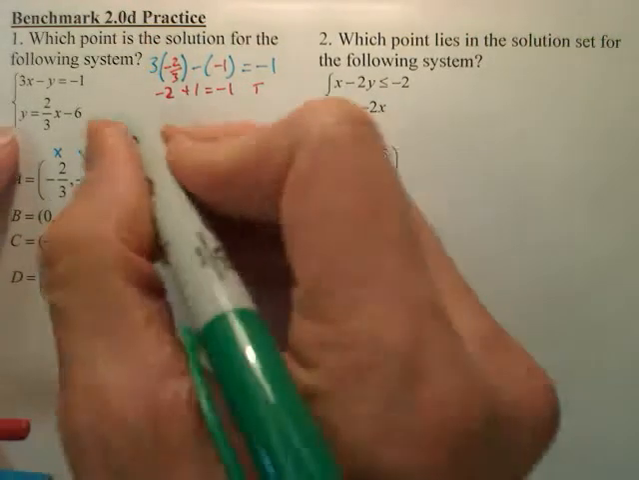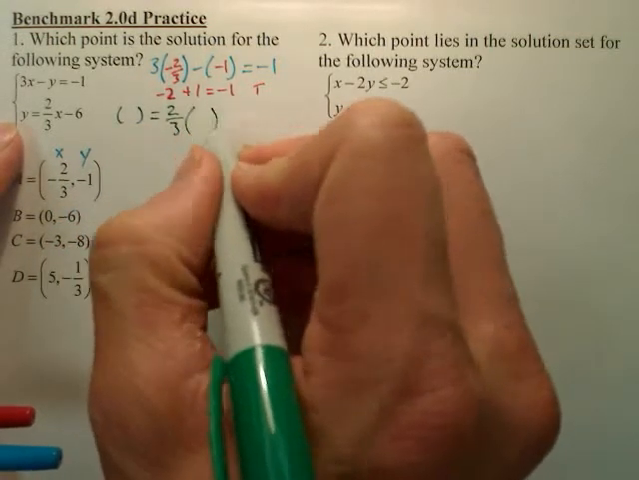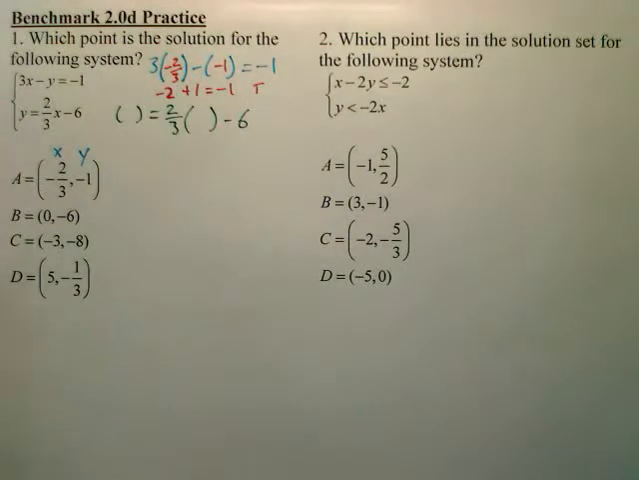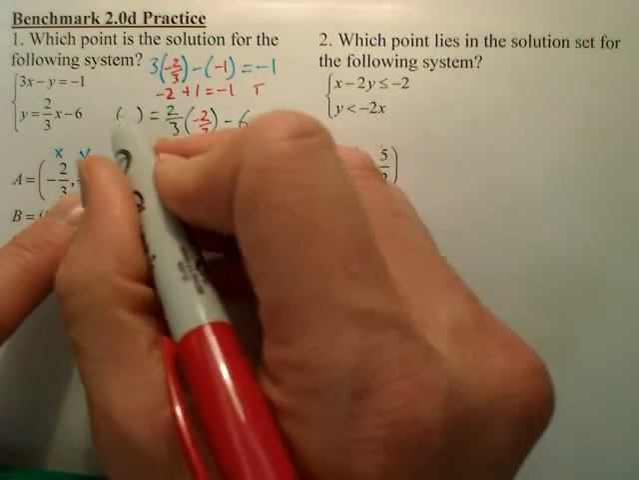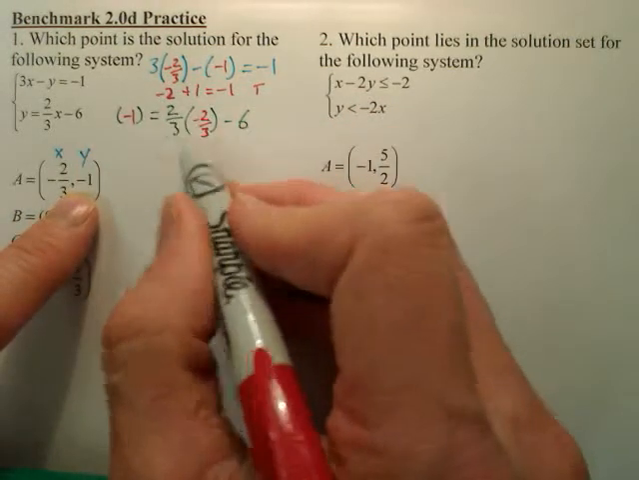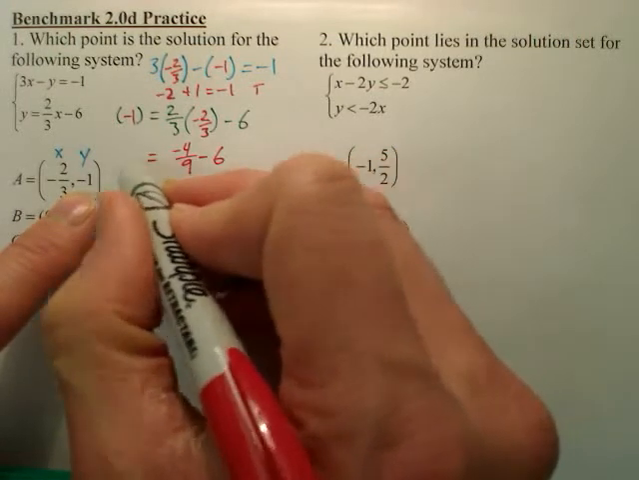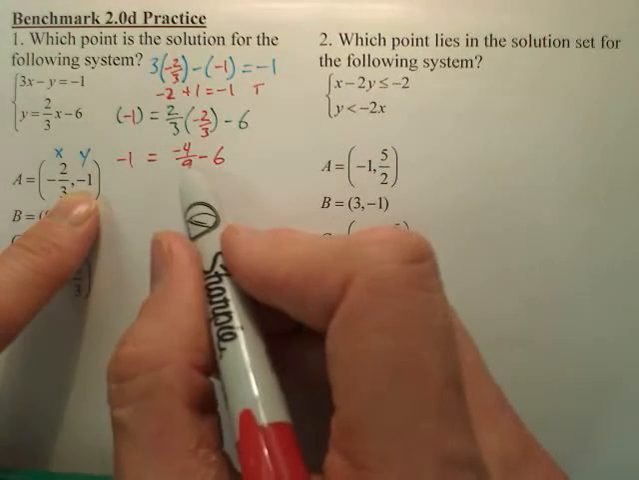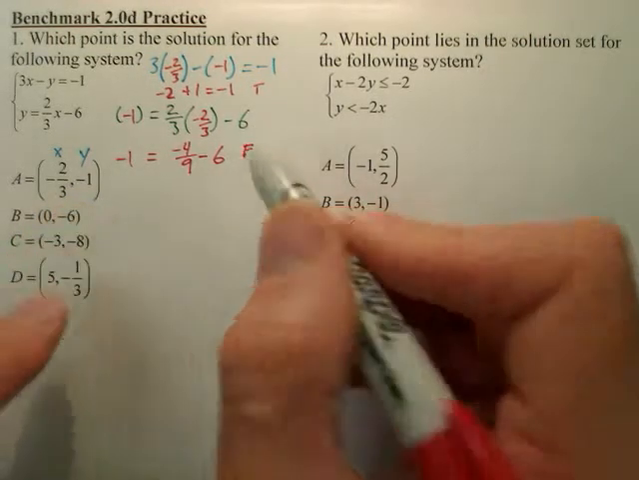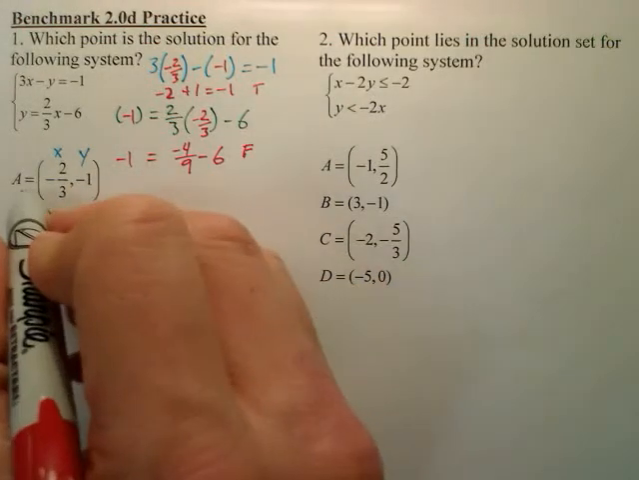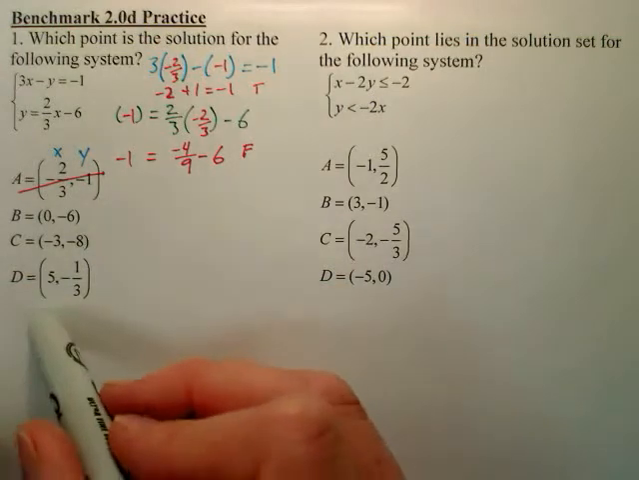Let's see if it works for the second one. When I plug it into the second one, I have y equals 2/3 times x minus 6. And x is negative 2/3. Y is negative 1. So it looks like I have negative 4/9 minus 6. Does that equal negative 1? A fraction combined with a whole number would never give you a whole number. So right off, that's false. So what I do is I simply go, this one does not work, and then I slowly work my way down.